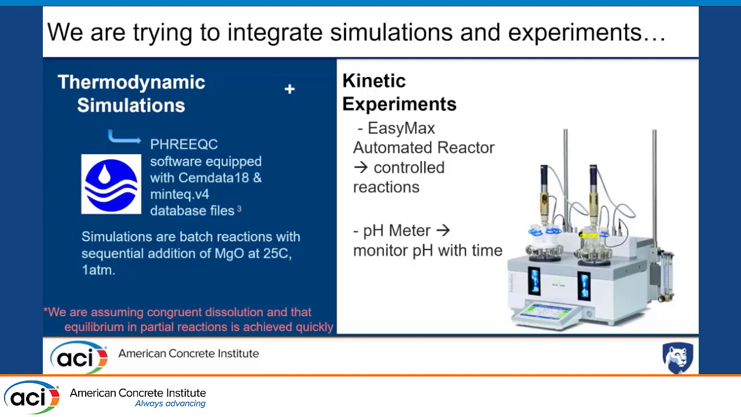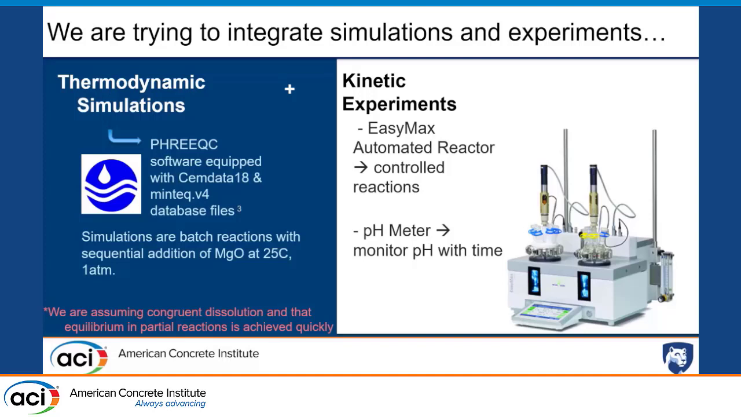Now, the simulation side is a batch reaction that we're trying to do. Okay, so that means that we take a beaker and we make sure that it's well mixed, and then add our magnesium oxide, 25 degrees Celsius, 1 atmosphere, right? Standard conditions.